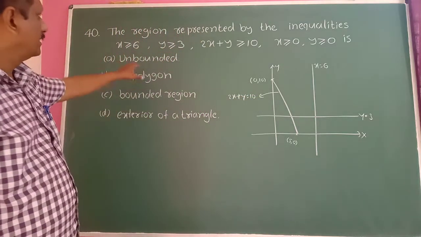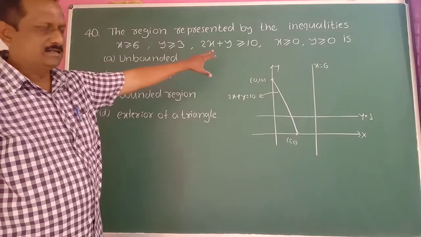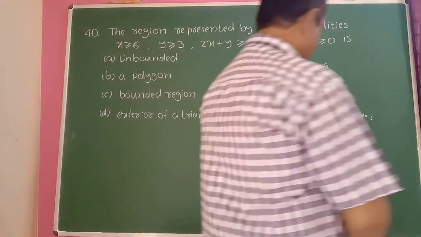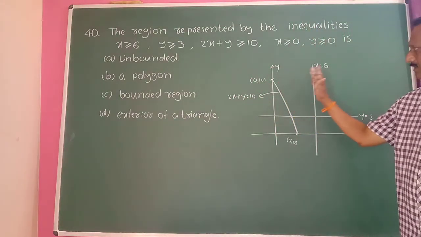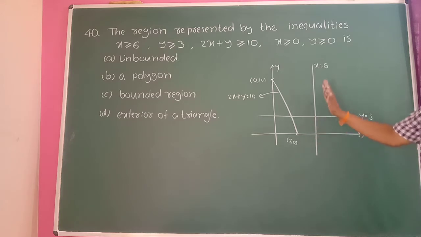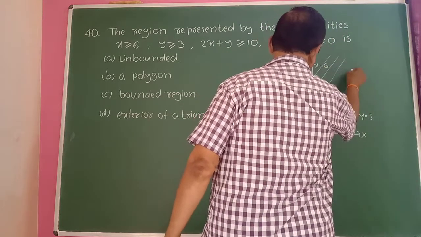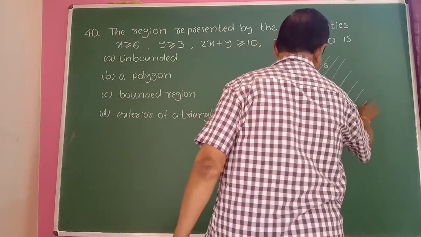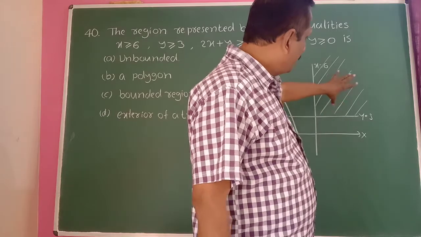Here just observe, all the inequalities have the greater than sign. Greater than means shading is above the line. So for this line, shading is above the line. For this line, again shading is this side. For this line, shading is this one. So all the shadings are this side only. Therefore all the shadings meet at this region. This line's shading as well as this line's shading meet here.